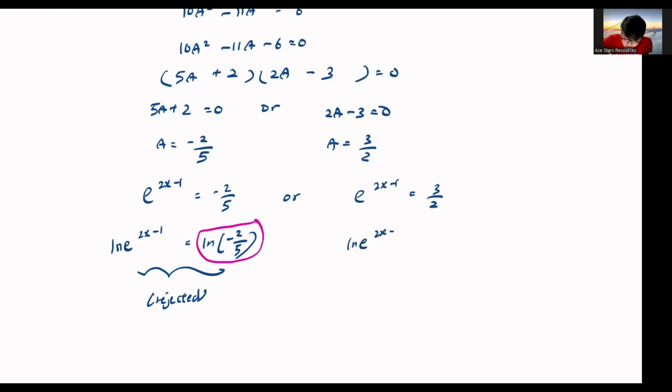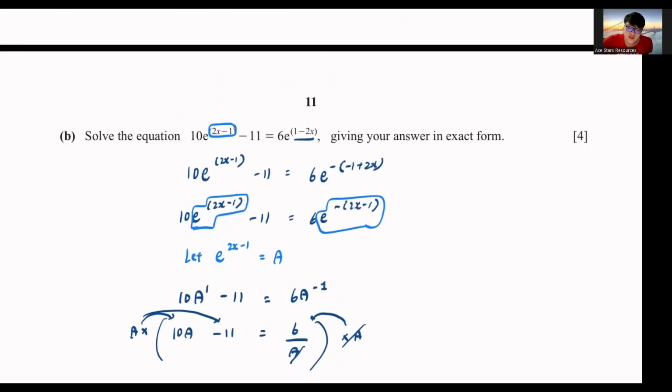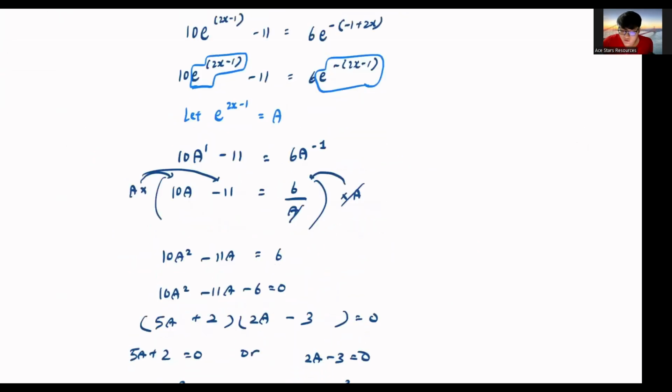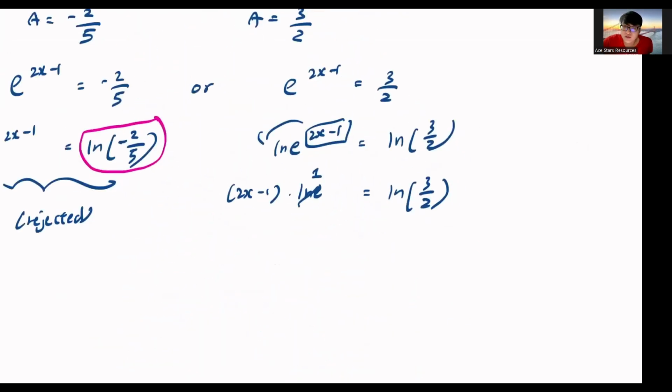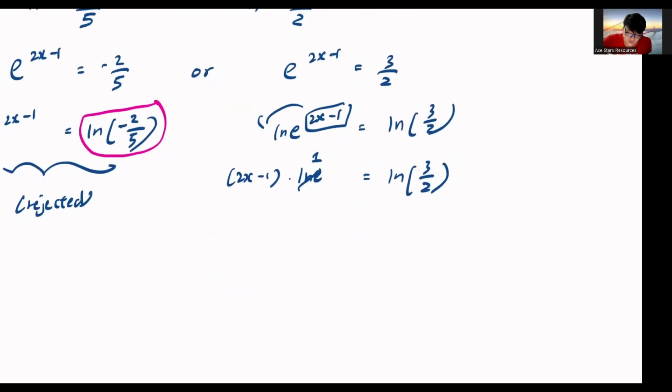Ln e^(2x minus 1) equals ln 3 over 2. So use the power rule to move this in front, and then you know that ln e will give you 1, so technically you just have to ignore that one. But looking back at the instructions, I have to represent my answer in exact form, so I can't press my calculator to simplify ln 3 over 2. So 2x minus 1 is equal to ln 3 over 2.